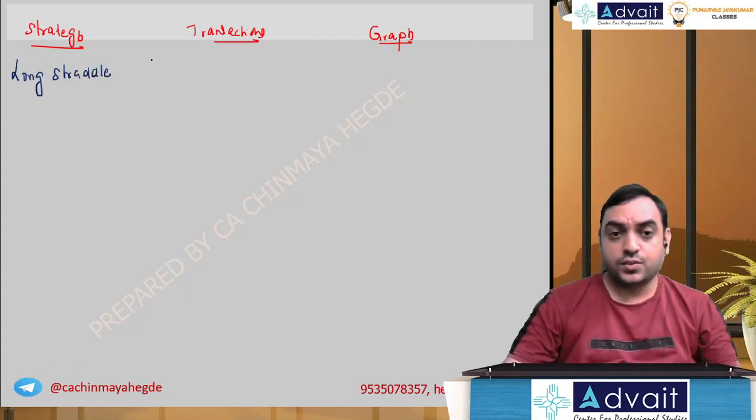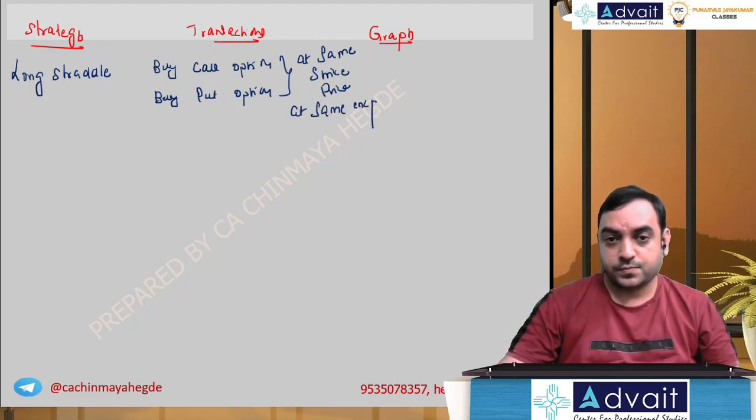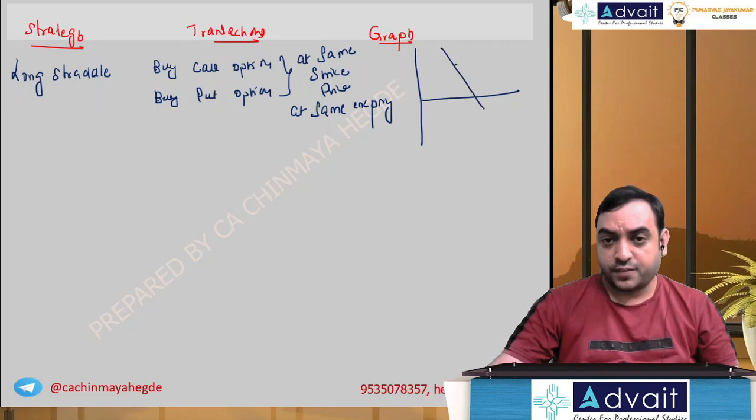And the transactions: you buy a call option and you buy a put option at the same strike price and the same expiry. The payoff graph will look like a V-shaped kind of thing.